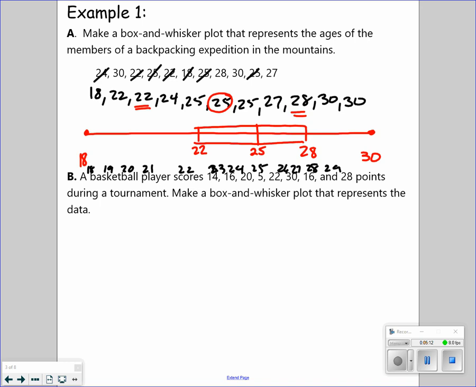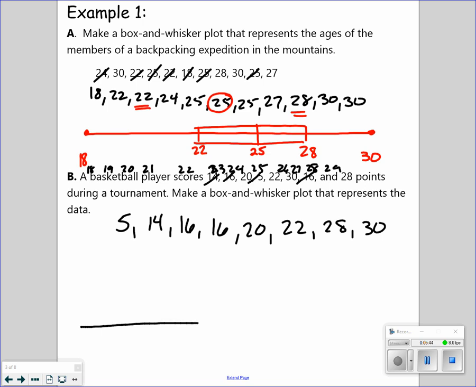So here we go. The basketball player scores 14, 16, 25, 22, 30, 16, and 28 points. Make a box and whisker plot that represents the data. So again, you have to put the numbers in order. So 5 is the smallest number, 14, 16, another 16, 20, 22, 28, and 30. So now I'm going to draw in a number line.